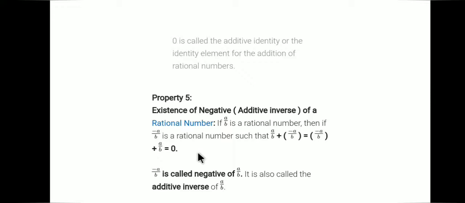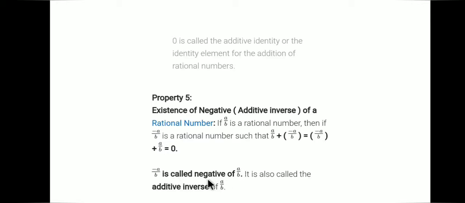So the sum of two rational numbers is such that if a upon b is a positive rational number, and we add its negative form, minus a upon b, then minus a upon b is called the negative of a upon b. You have to see that only the sign is changed and the numerical part of the rational number is still the same. The sign difference is only there, minus a upon b and a upon b.